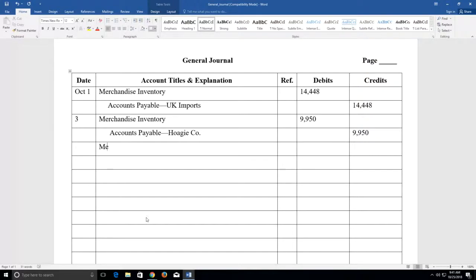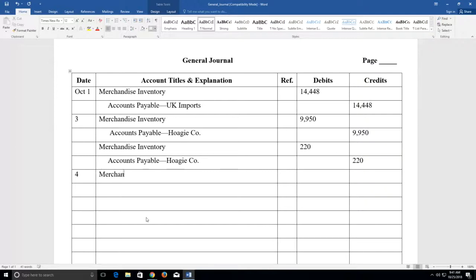So everything that we purchase for our merchandise, including shipping and handling, is going to be part of the cost of our inventory. So we're going to have merchandise inventory for $220, and then we're going to have accounts payable, again to Hoagie, for the $220. And the reason why I'm separating these is because when we pay in a little while, we're going to pay within that 10 days, and we don't get a reduction of paying early from our shipping, only from the cost of the merchandise.